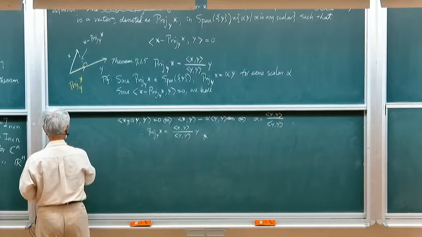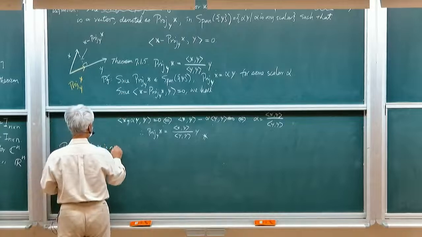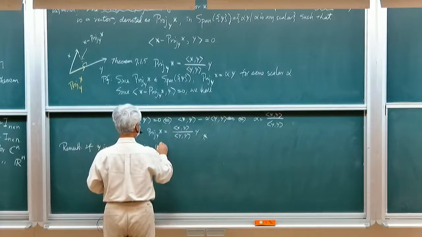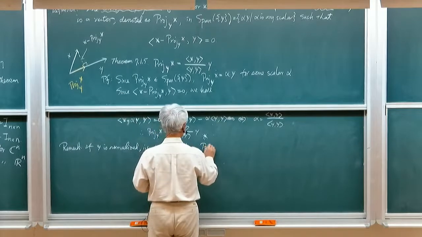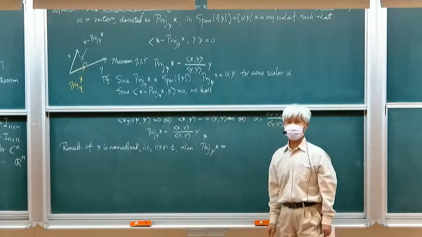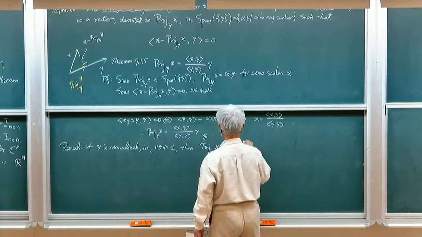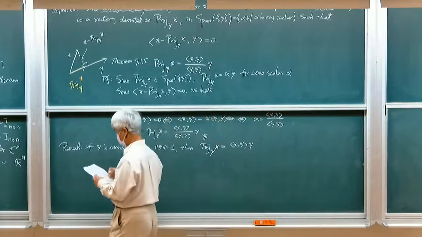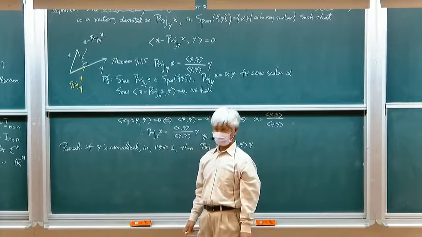Okay, a remark here. If y is normalized, i.e., if the length of y is equal to 1, then the projection of x onto this normalized vector y is equal to the inner product of x and y times y, because the denominator is equal to 1 here. Okay, so this is a projection onto a vector.